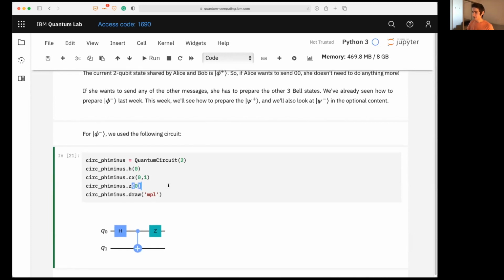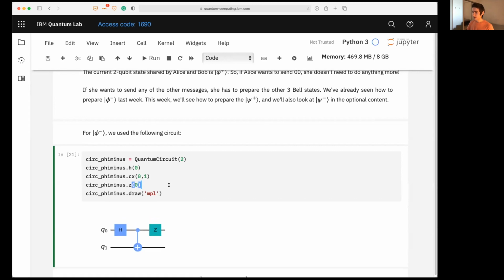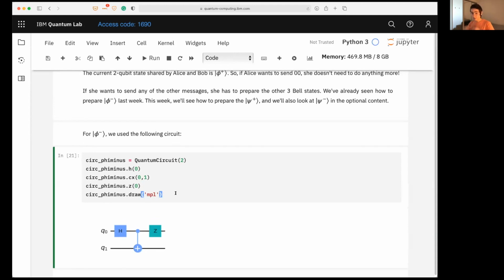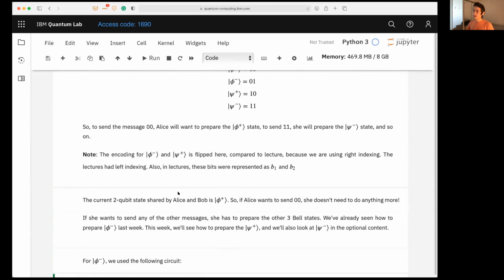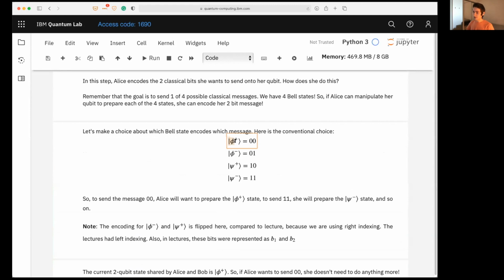Okay, so let's return to this discussion of encoding. Again, the point here, just to take a step back, is Alice and Bob have the phi plus state shared between them. They've gone apart, so now Alice can only do stuff to her qubit, but somehow we want her to be able to transform their shared state into any one of these 4 based on the message Alice wants to send. So again, if she wants to send 00, they already have the phi plus state, so she doesn't have to do anything.